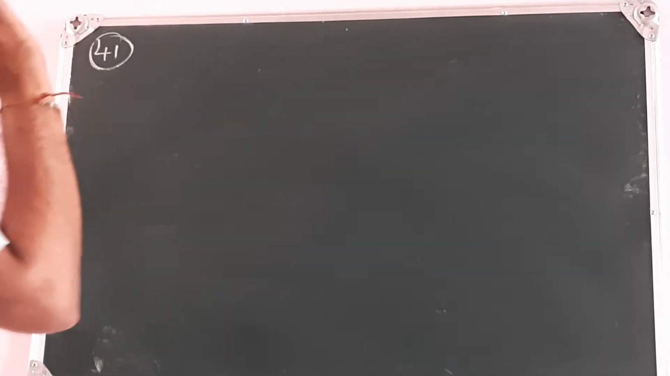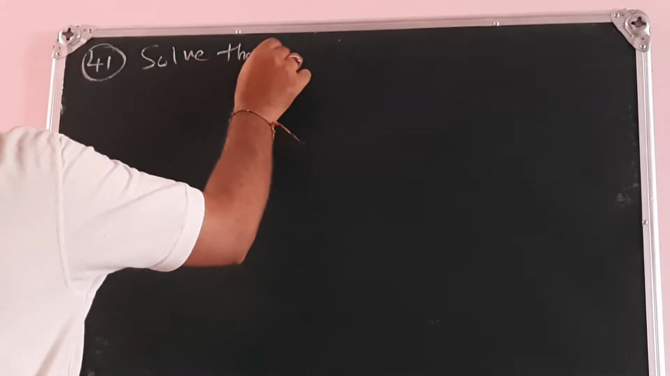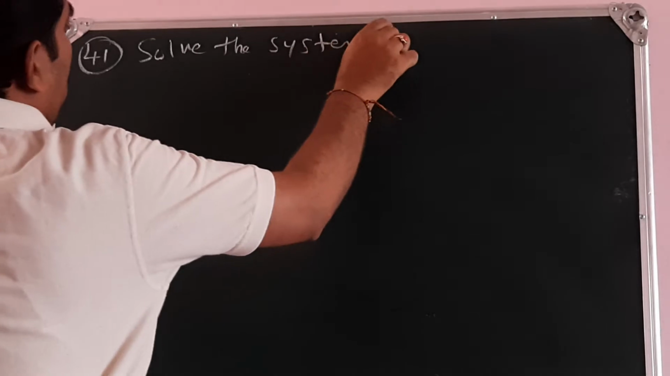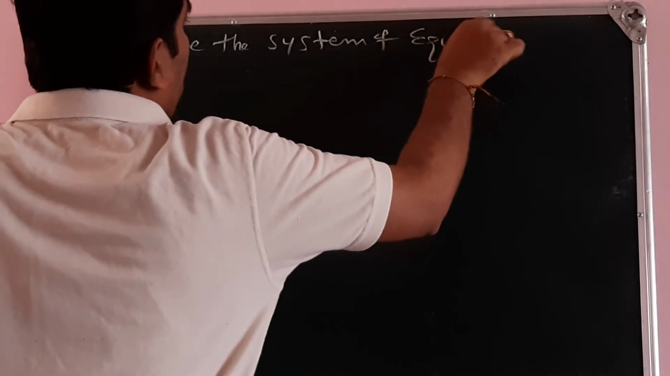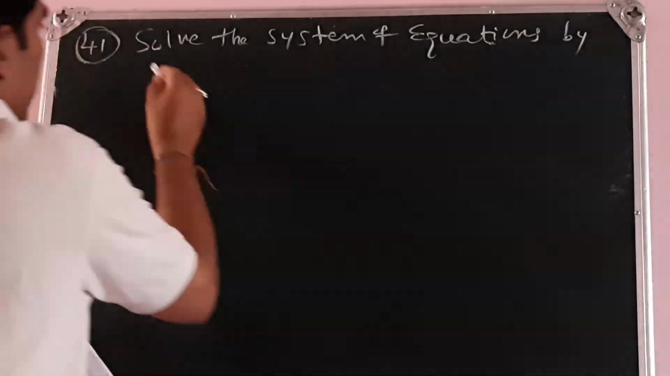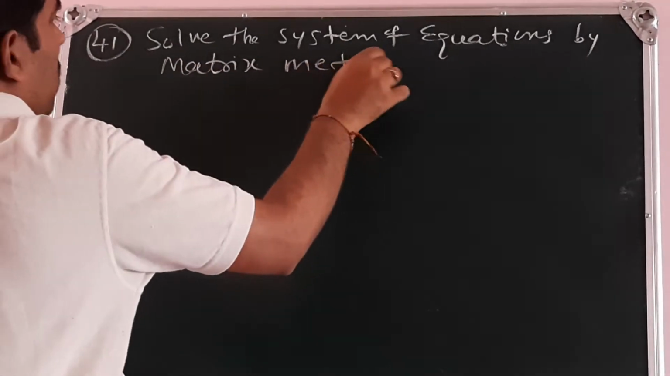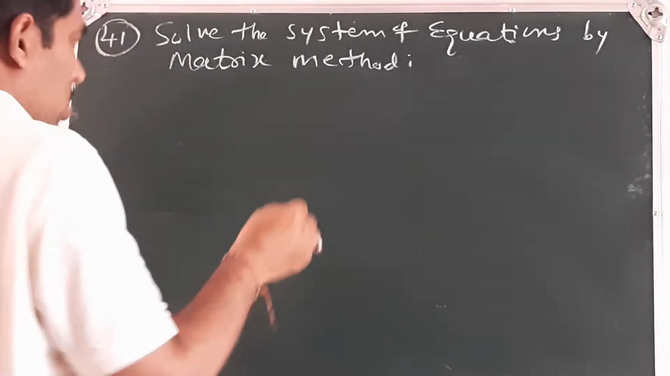Okay. So let us go for another question carrying 5 marks. I will put the question number here. Don't worry about this number, the 41. Solve the system of equations by matrix method. So what are the equations given?